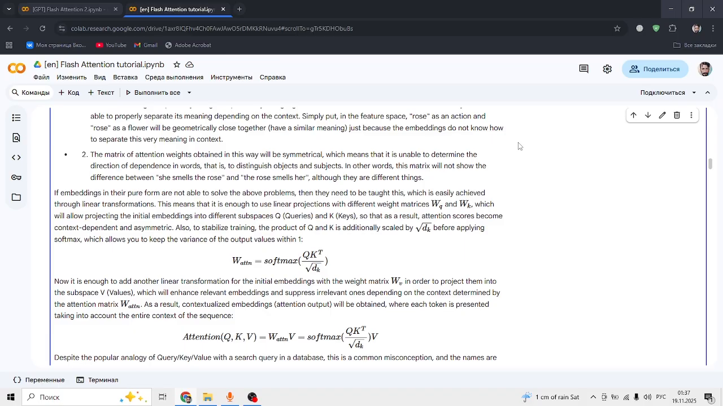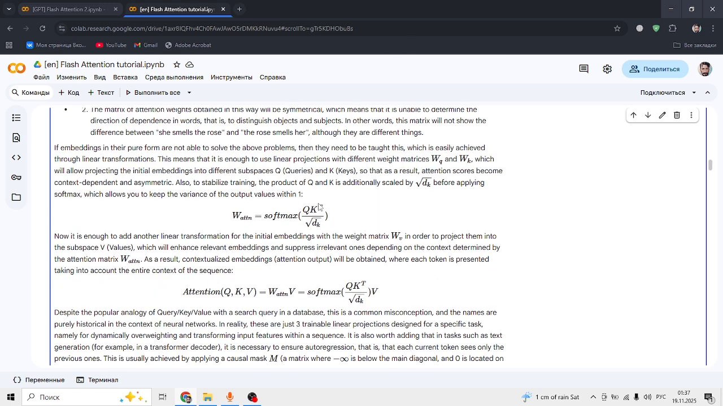And also, for stabilizing training, the dot product of Q and K is additionally scaled by the square root of dk, because it allows us to keep the variance of the output values within one. And at the end, we can see this formula, and this formula is from the original paper, so this is why these matrices are used.